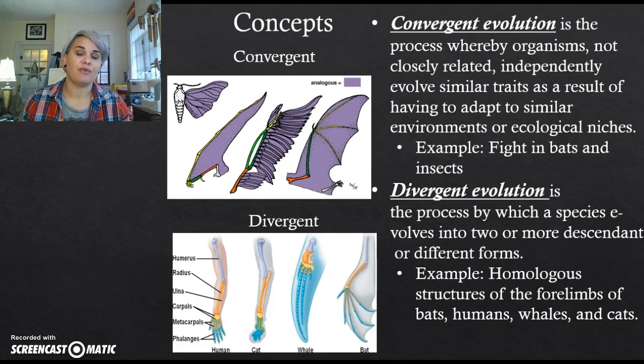So you go from a common ancestor, and then over time characteristics kind of separate them out. And convergent evolution is when it would be like flight in two not very related species.